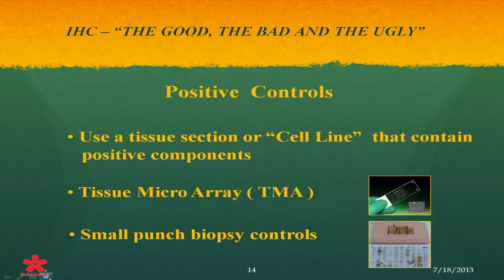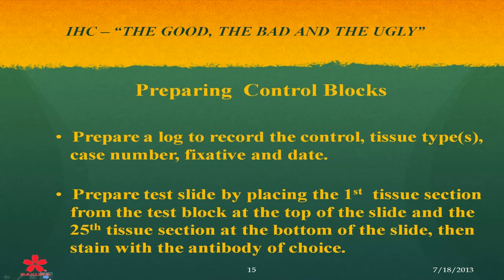In our lab, when we are doing positive controls, we use a tissue section that contains positive components. You can do this by using a tissue microarray or just small punch biopsy controls. But whatever you are using in your lab, you want to make sure that you don't put your control up too high toward the end, the white part of the slide, because if you're putting that patient on the same slide as that control is, you want to make sure that you're going to get complete coverage.